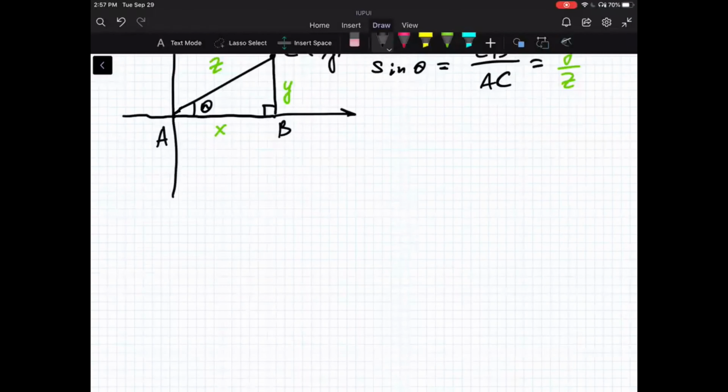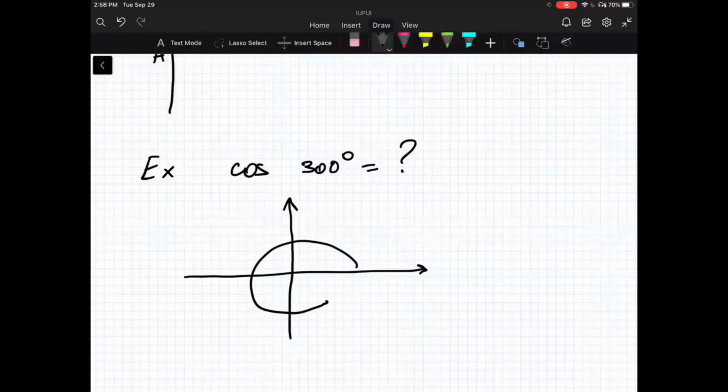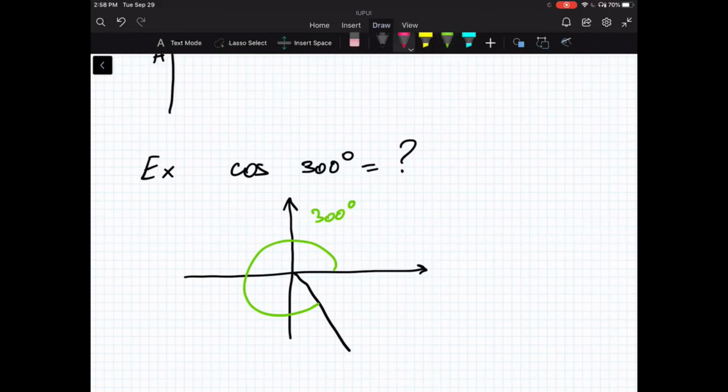Maybe some tricky stuff is to calculate cosine of 300 degrees. How can you do that? First, if we consider 300 degrees, it will be somewhere here. In other words, I can say that this angle is 60 degrees.